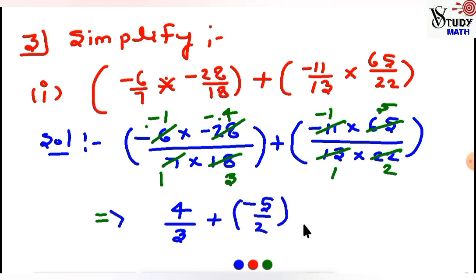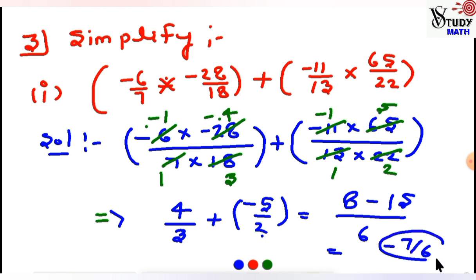Now take the LCM. The LCM of 3 and 2 will be 6. 2 times 3 is 6, that is 8. Negative 3 15. 2 cut 6, 3 times and 3 will multiply here. So the final answer will be negative 7 by 6. Negative 7 by 6 is the answer.